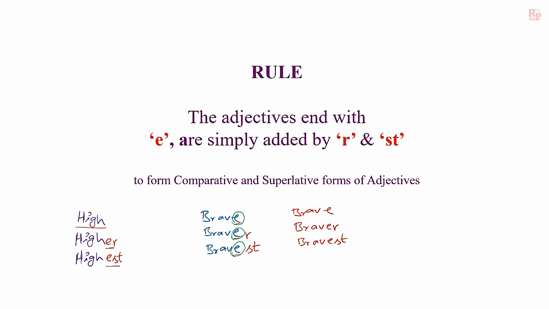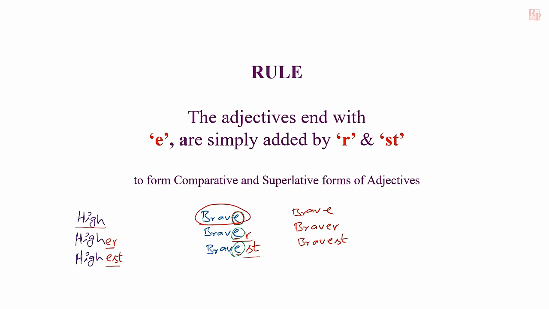But here the adjective brave ends with the letter e. That's why we need not add another e here. We simply add r to that word. E is already there. And st for making the superlative degree. Like that, brave, braver, bravest will form by adding just r and st to the basic form of the adjective.